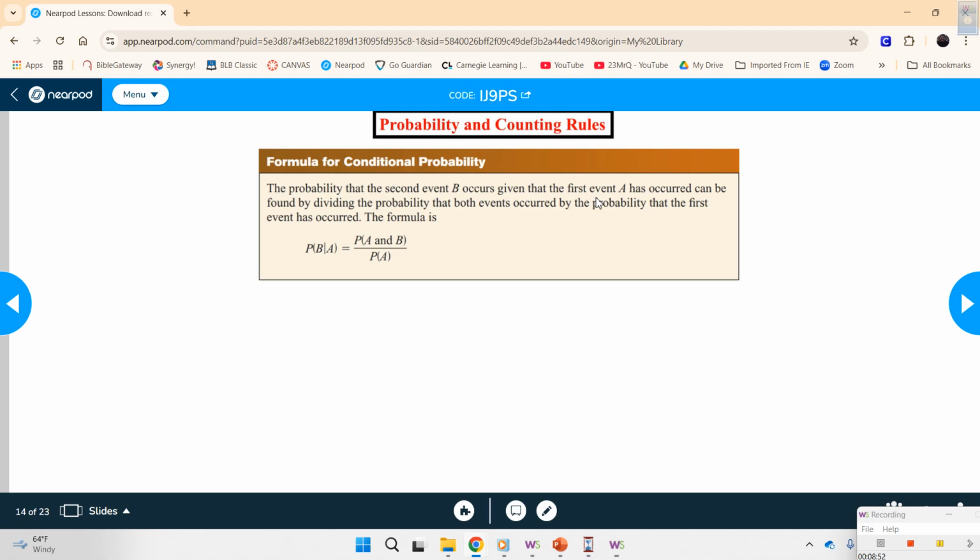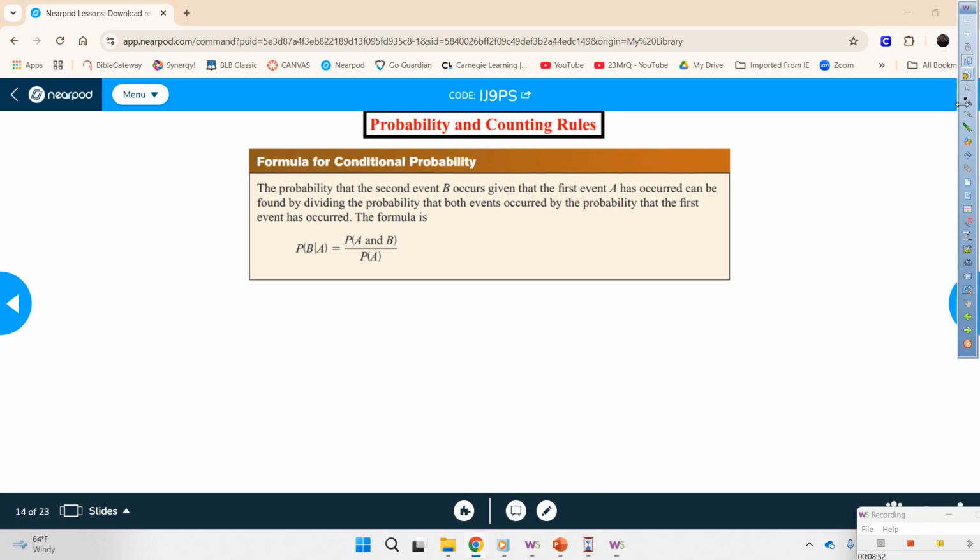So here it says the probability that a second event B occurs given the first event A has occurred can be found by dividing the probability that both events occurred by the probability that the first event has occurred. There's a formula. Now, like I said, don't worry about the verbiage. I'm going to explain it by applying it to a problem, which is fairly simple and straightforward. Just copy the formula.